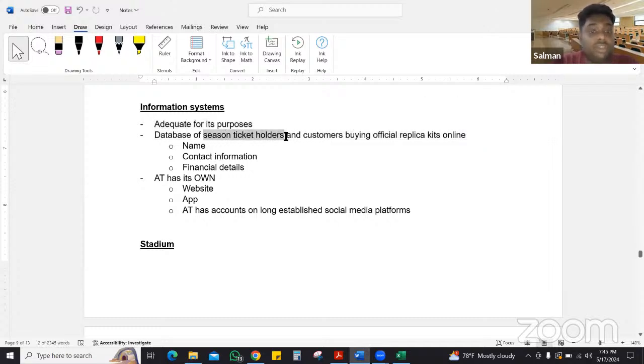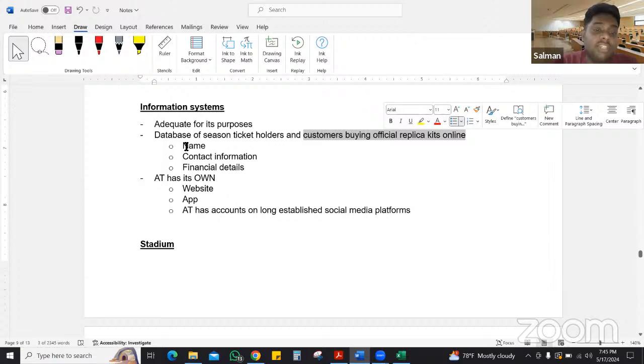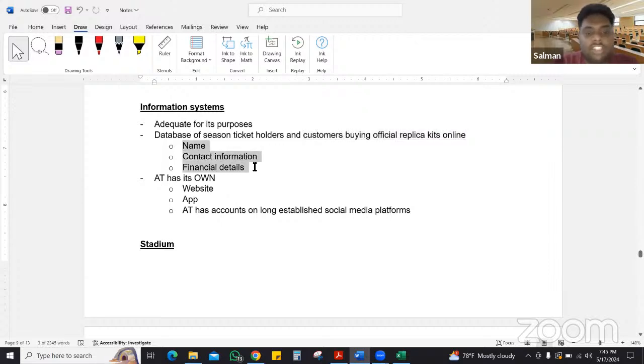So they are very loyal fans. They buy the whole set of tickets of their ground in the competition, and customers buying official replica kits online. So we have the database. What are in the database? Name, contact information, and financial details.